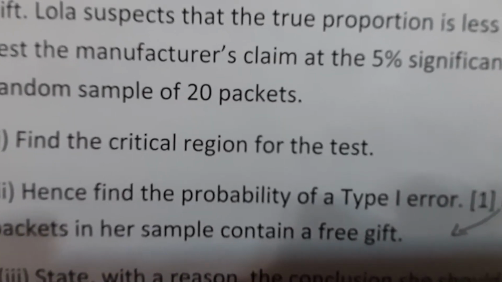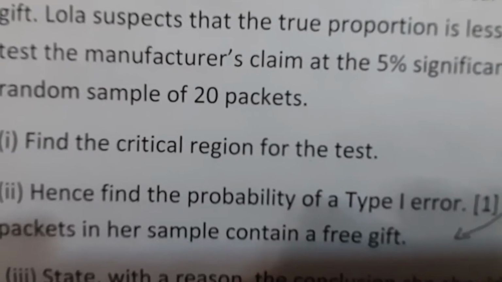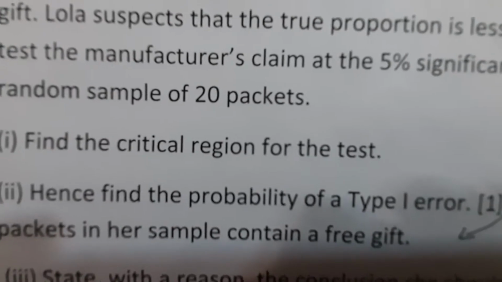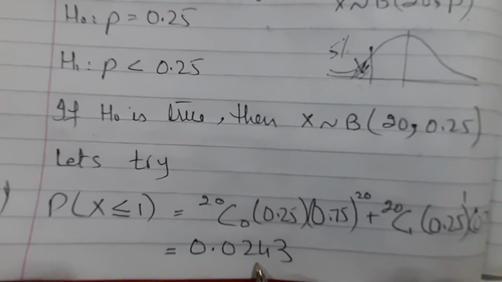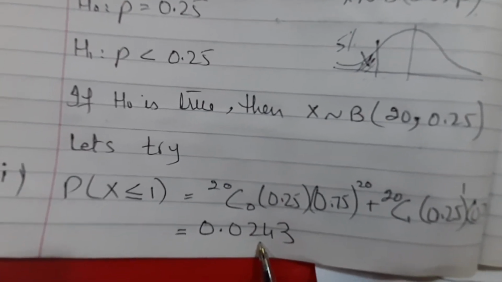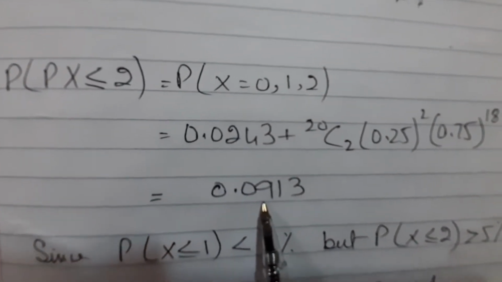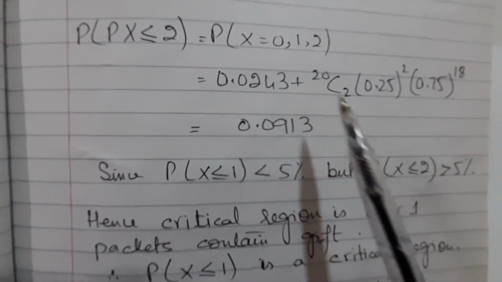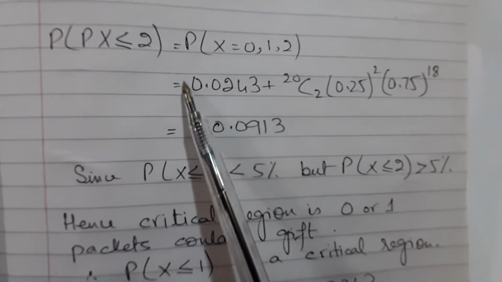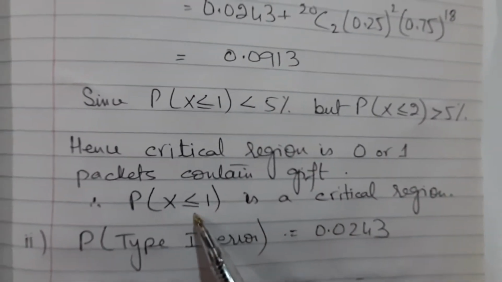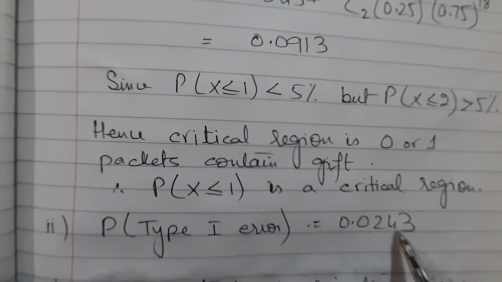They are right, but you see, we are testing at the critical region, at what value it is within 5%. So when we check the probability of x less than or equal to 1, it was coming under the category of less than 5%. But when we checked at x less than or equal to 2, it was going out of the region. So it means this probability, which was for less than or equal to 1, is my type 1 error, right? So my type 1 error is 0.0243.